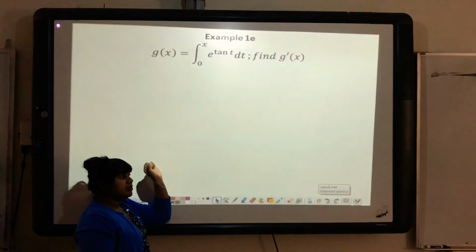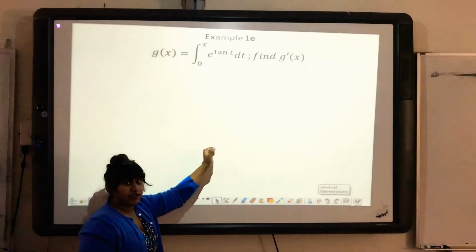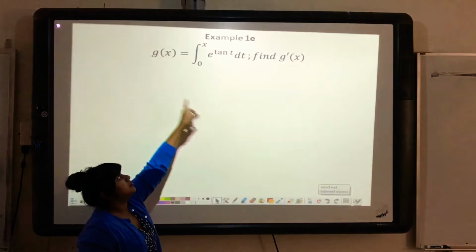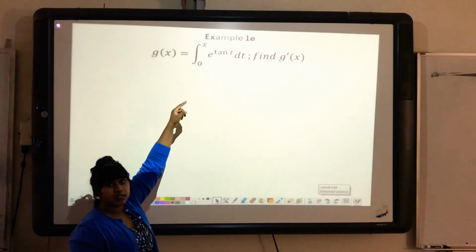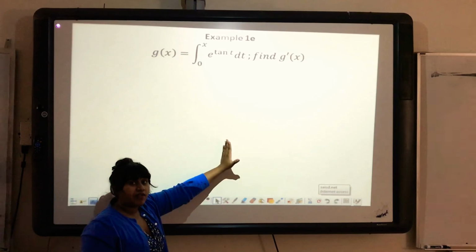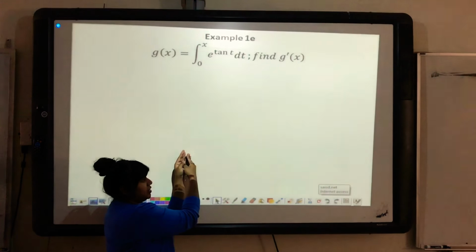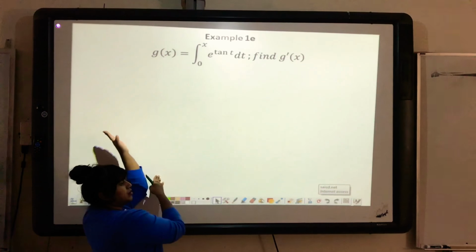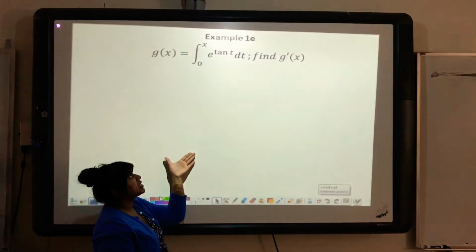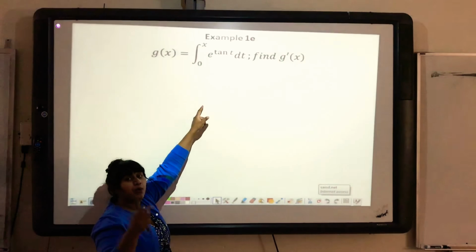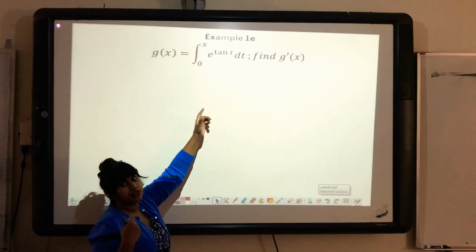So I'm taking the derivative of a definite integral, especially with some value x up there. What does the fundamental theorem of calculus tell me? Is that definite integral and the derivative going to cancel out? Yes, they are, and I'm just going to be left with my function, but with respect to the correct variable, so we have to take care of that.